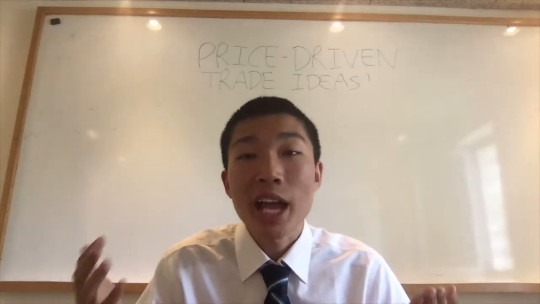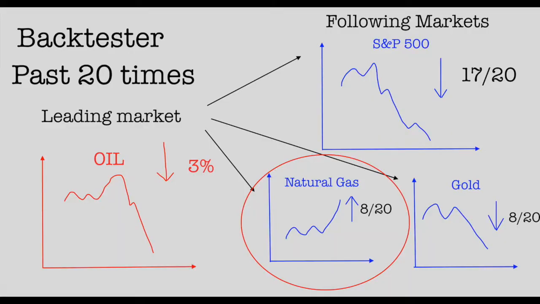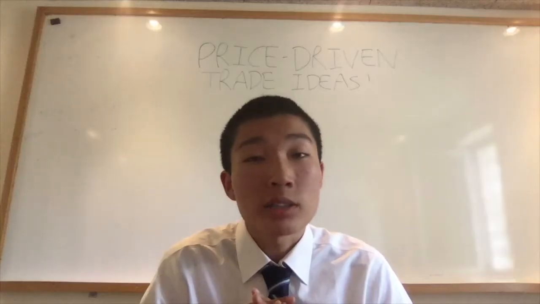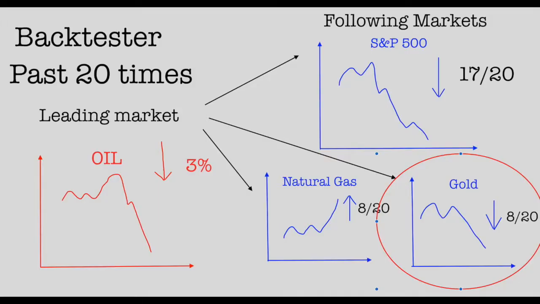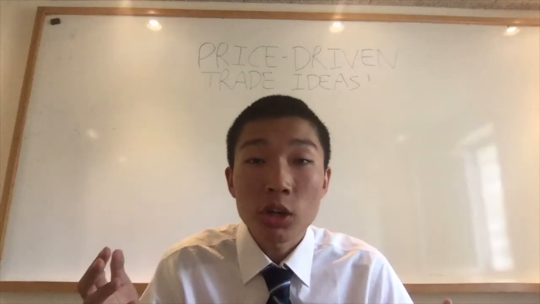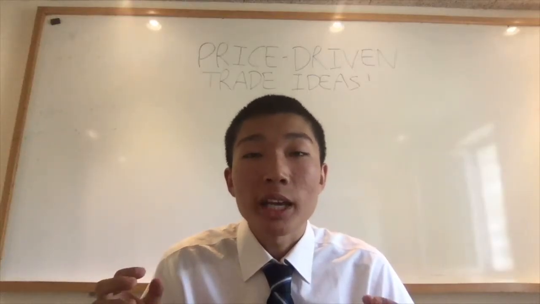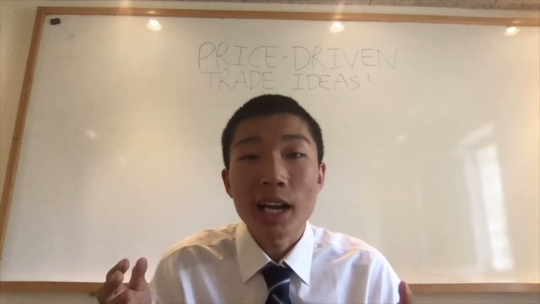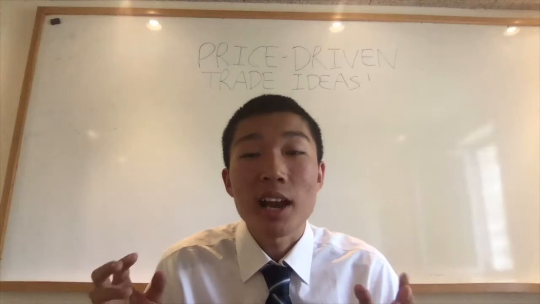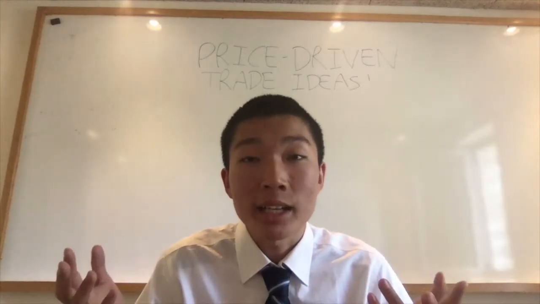Let's say the natural gas moved up 8 out of 20 times. That's less good. That's around 50-50. You don't know if that's because of the oil or something else. Let's say gold moved up 12 out of 20 times. That's also less good. That's around 50-50 also. You see my point here. You get to input a scenario in real time and see which trade ideas are best for you. This is the essence of a price-driven trade idea.